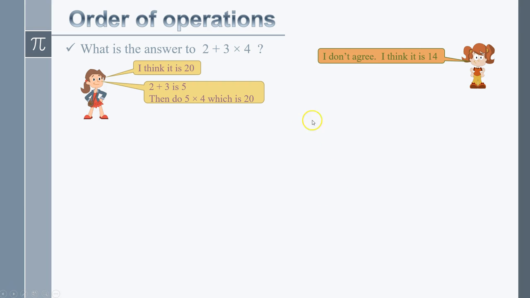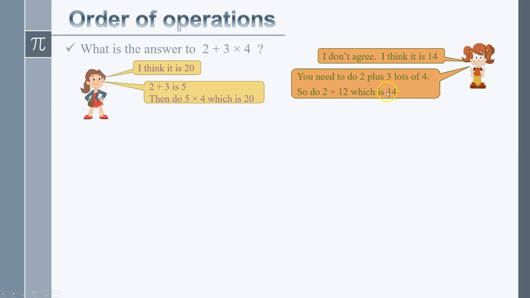Well, what we're going to do here is do the 2 plus 3. So 2 plus 3 is 5. And then do the 5 times 4 and you get the answer 20. Seems eminently sensible. But how about this 14? Where's that coming from? So let's have a look at what's going on there.